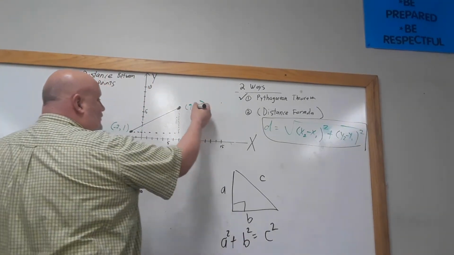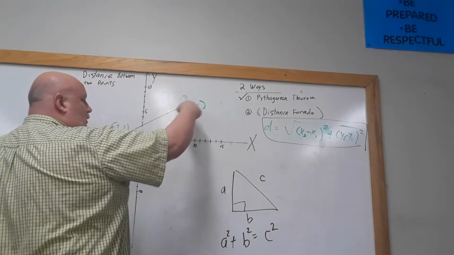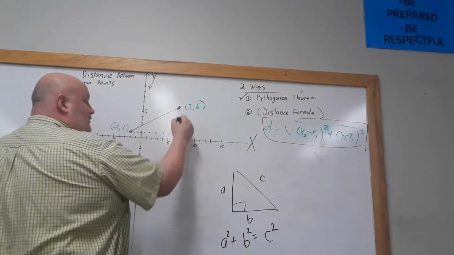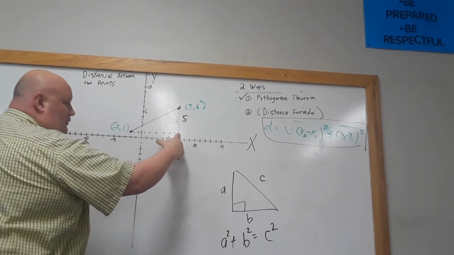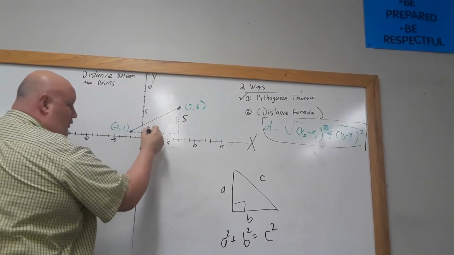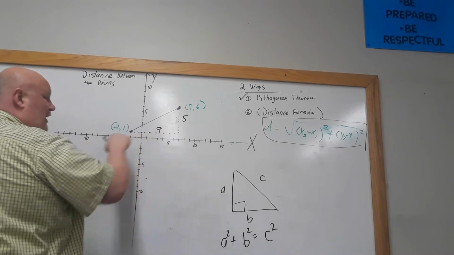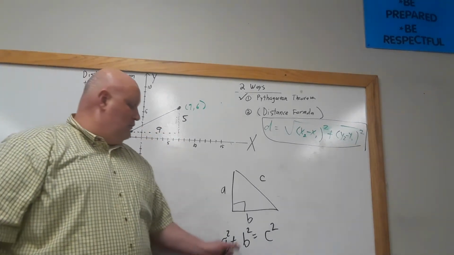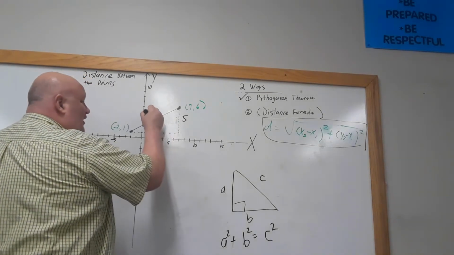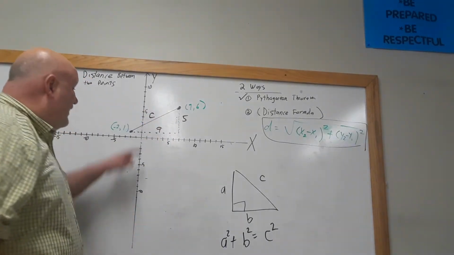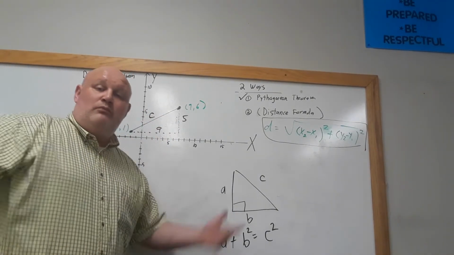That drops down from 6 down to 1 on the y, so that's 5 units. And this shifts from 7 all the way to -2, so that's a total of 9. So I have a right triangle with 2 legs here, 5 and 9. And I can call the distance C. So if I can figure out what C is, I'm good.